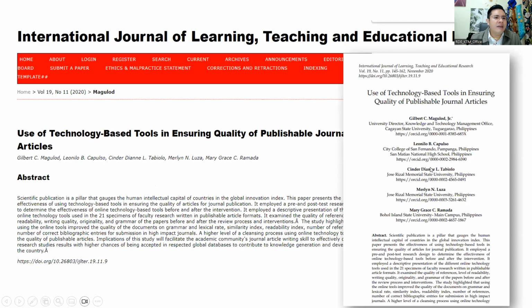I would like to leave an article published in Scopus written by me on the use of technology-based tools in ensuring quality of publishable journal articles. You can download this one should you wish to have a wider understanding on how to write a scientific paper or a scientific journal article.